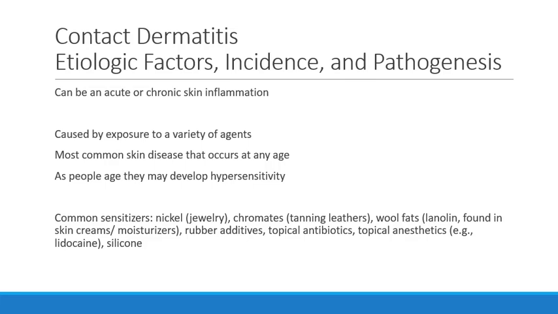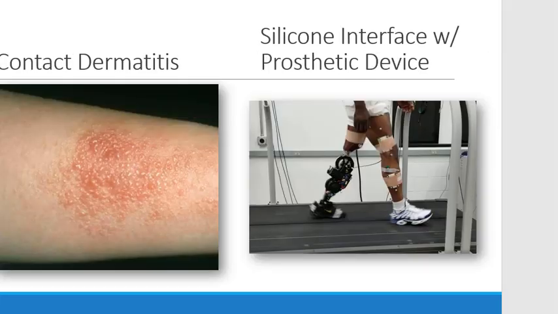One in particular that we need to be aware of is silicone. So silicone is a common interface between a prosthetic device and one's skin. And so if you are a therapist working with those populations, it's important to investigate the skin and address that if indicated.